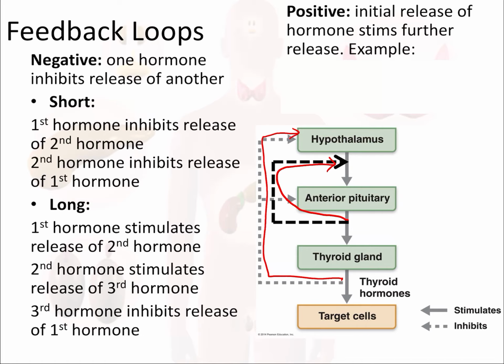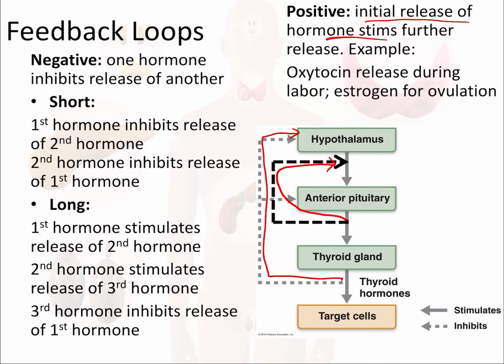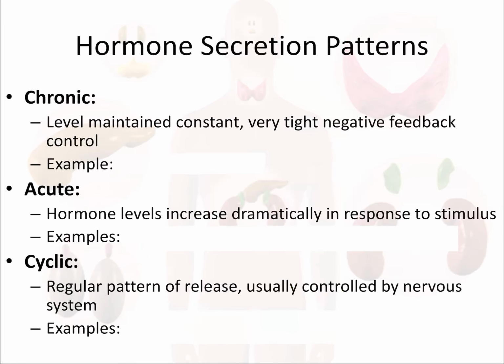In some cases, we can have positive feedback, and that is the initial release of a hormone stimulates further release. So two examples of this are oxytocin, released during labor, and then estrogen during ovulation. We'll talk about both of those soon. Again, that was the TRH and the TSH.